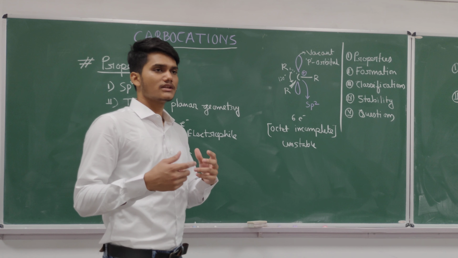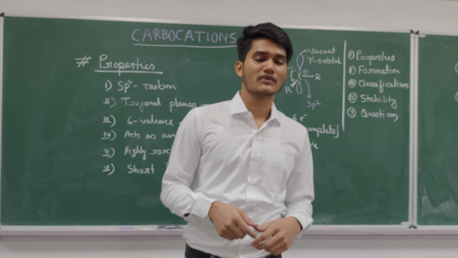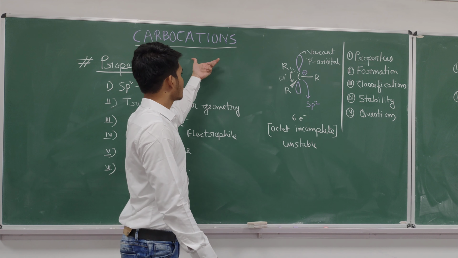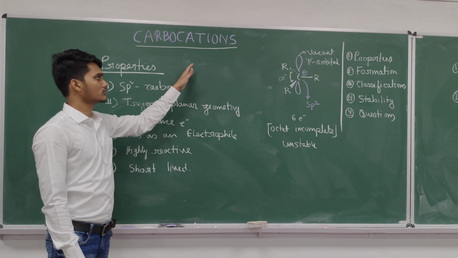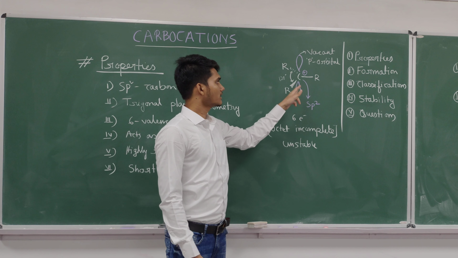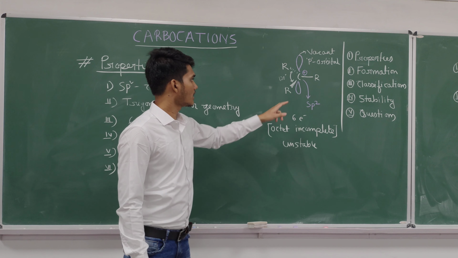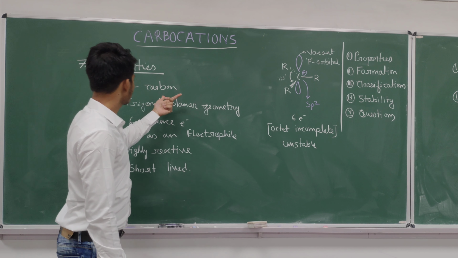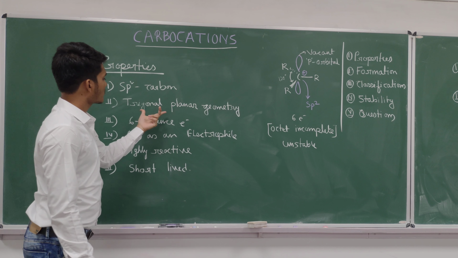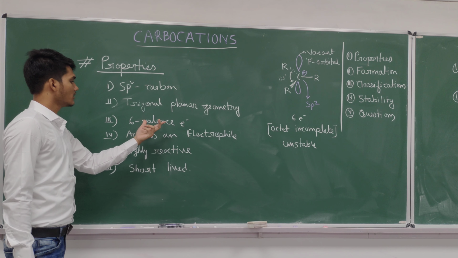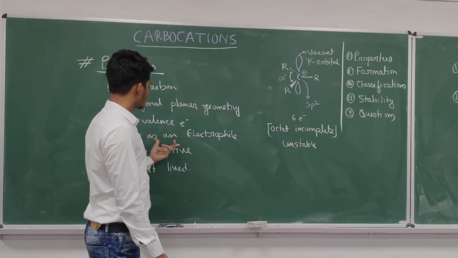So there are several reaction intermediates available, but today I am going to discuss specifically carbocations. So what is a carbocation? A carbocation is a compound that contains a positive charge on a carbon atom, and the carbon atom is sp2 hybridized. So obviously the geometry will be trigonal planar, and it has 6 valence electrons. So it acts as an electrophile.